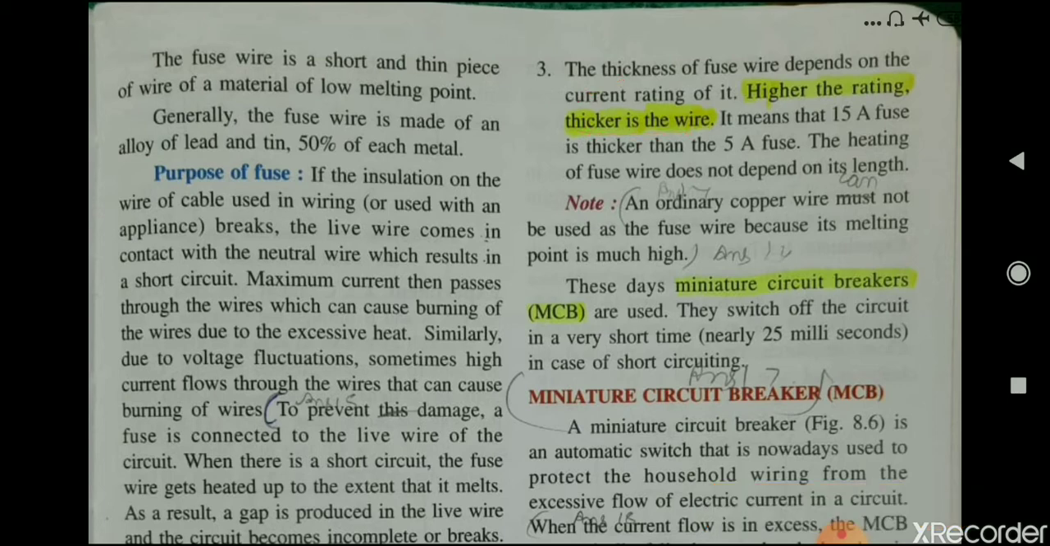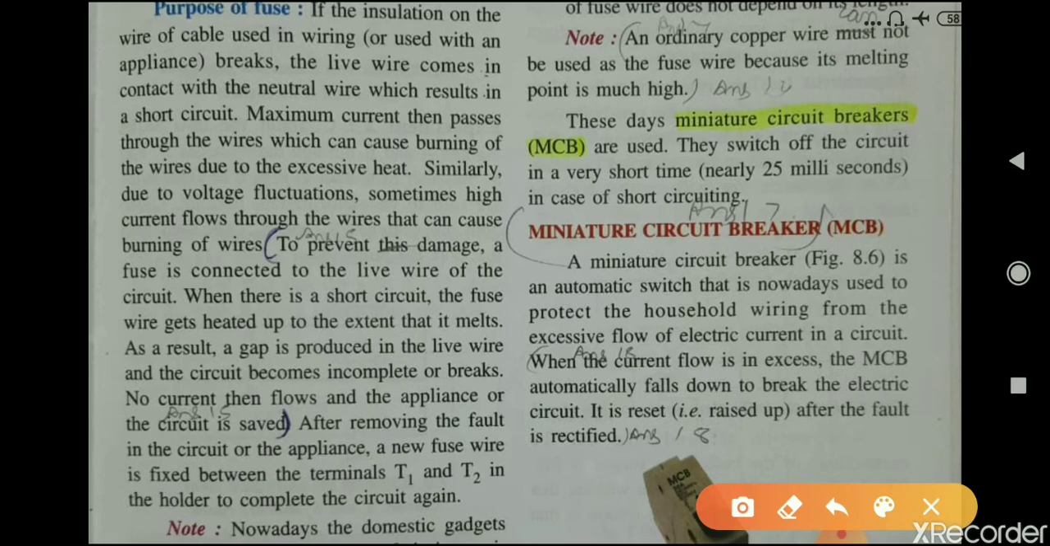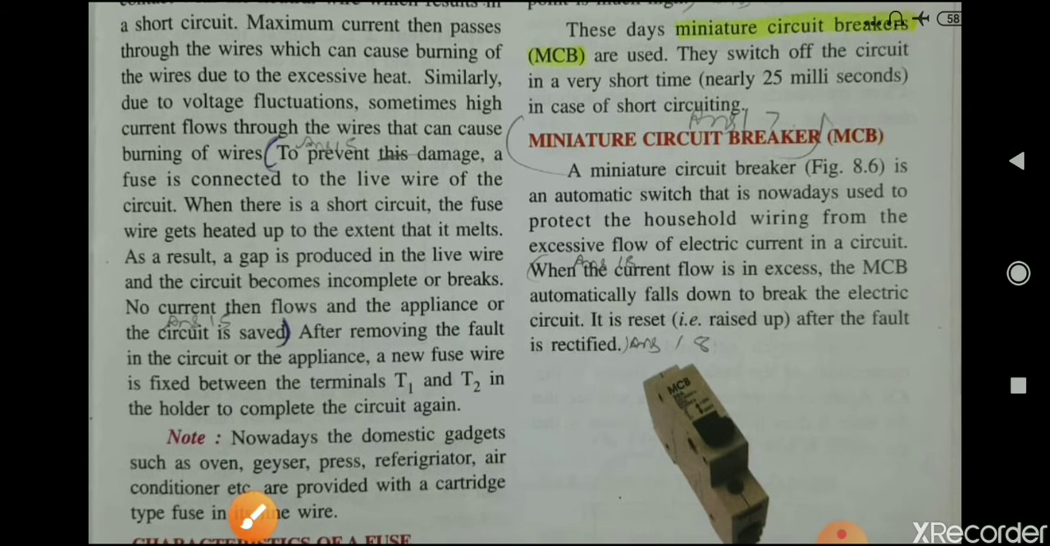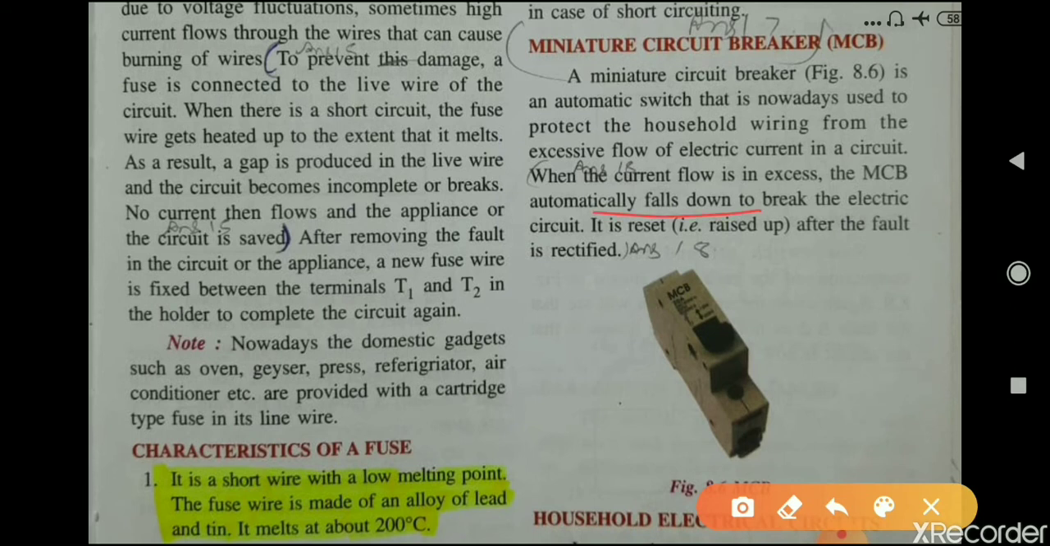Now these days miniature circuit breakers, MCBs, are used. They switch off the circuit in a very short time, nearly 25 milliseconds, in case of short circuiting. An MCB is an automatic switch that is used nowadays to protect the household wiring from the excessive flow of current in the circuit. All of you must have seen at your homes, when the current flows in excess, the MCB automatically falls down to break the electric circuit, and after some time it resets.